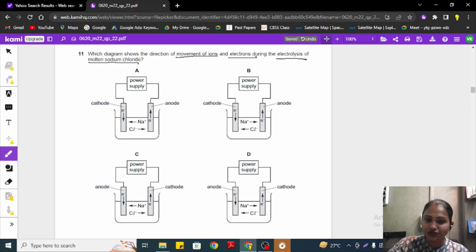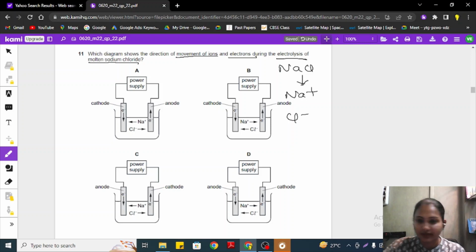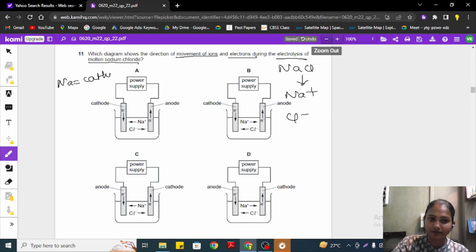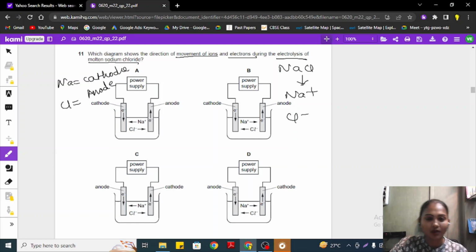So now please pay attention, students. The compound is NaCl. It's a molten form. There is no water in it. Sodium we will get and chlorine we will get. Sodium will move to the cathode. It's a cation. And your chlorine will move to the anode. Now for this we have to basically understand that when the ions move, the sodium moves towards the cathode.